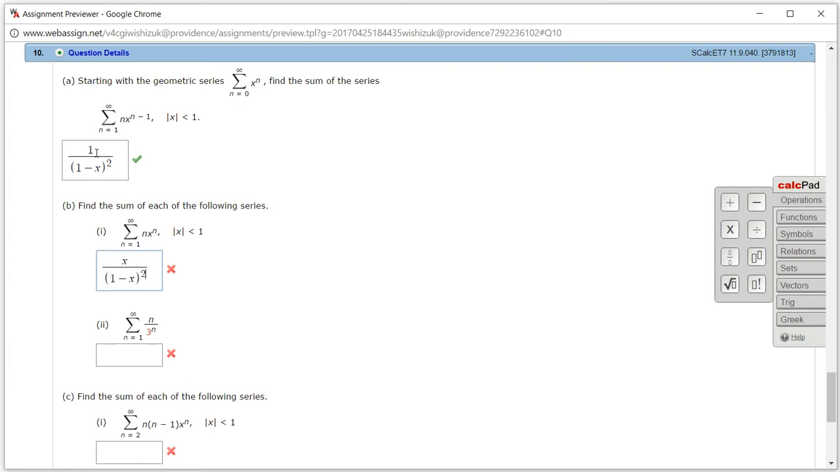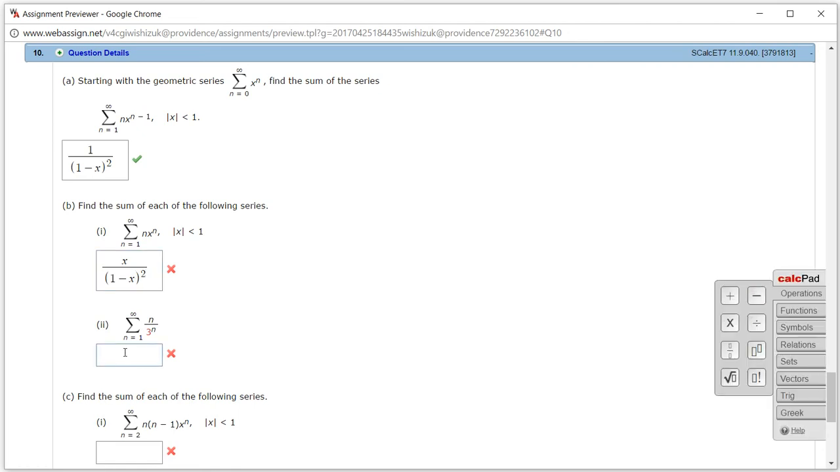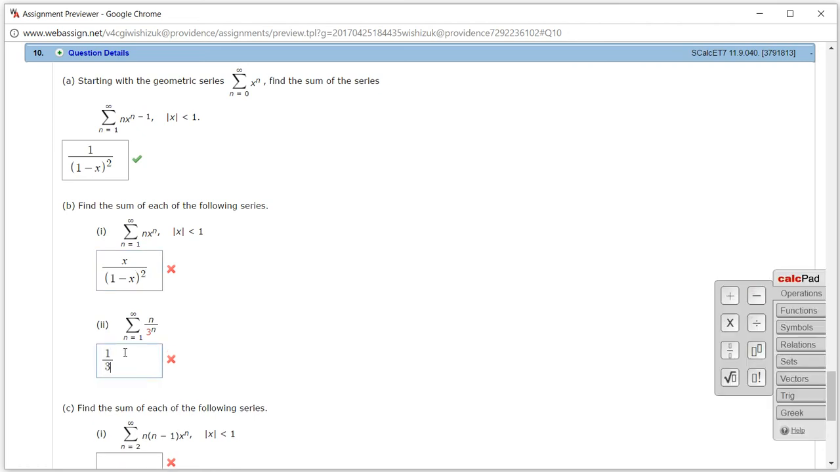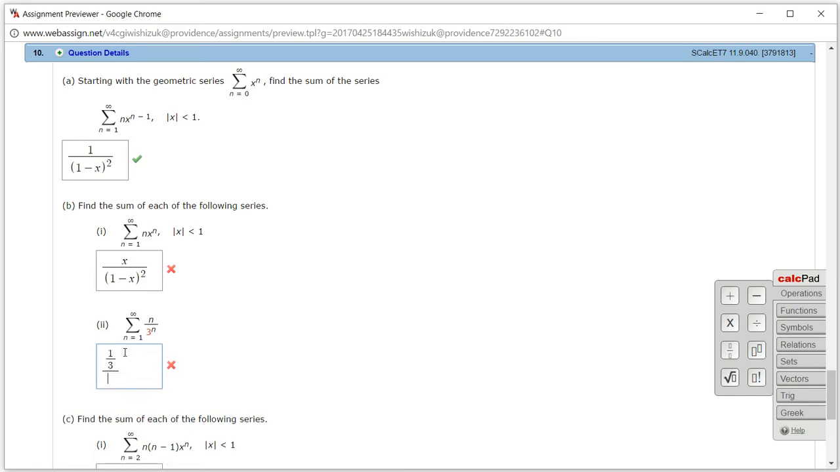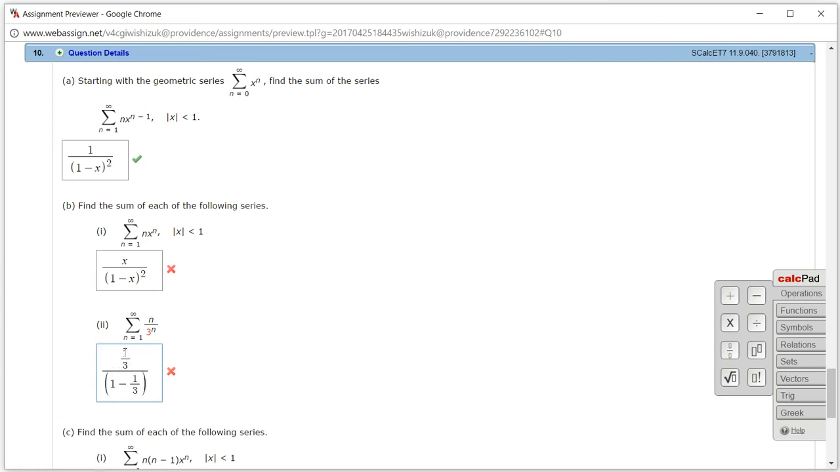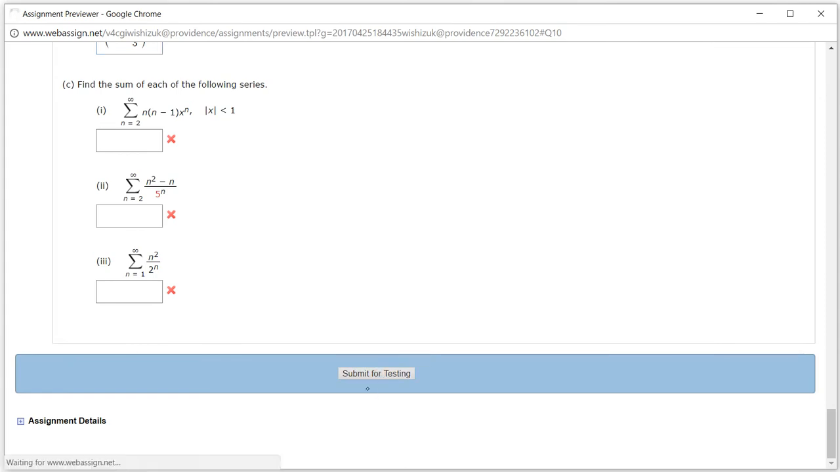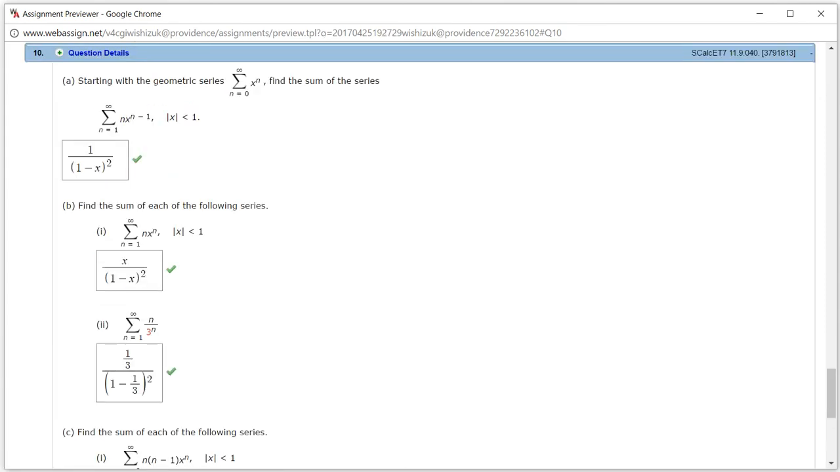And here, if you want to find this one, the only difference between 1 and 2 is that instead of x, you plug in 1/3. So we just have to put the 1/3 in there. So it's going to be 1/3 divided by the quantity 1 minus 1/3, squared. We can probably simplify that. Maybe it'll take it. I'm going to just submit for testing. Looks like we got this one correctly as well.